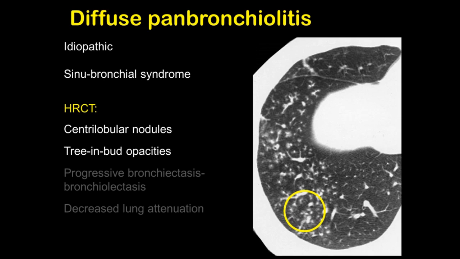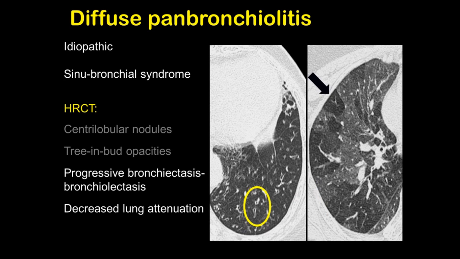Diffuse panbronchiolitis is an idiopathic disease that mainly is a sinobronchial syndrome. In the first stage of this disease, we can find mainly centrilobular nodules and tree-in-bud opacities as the one shown in the image seen. In this case, small centrilobular nodules in an Asian patient.